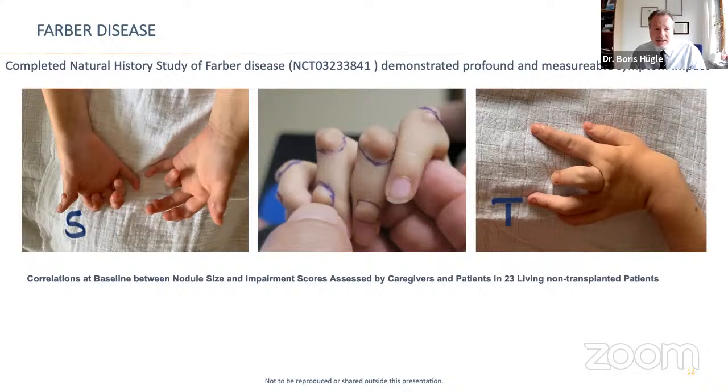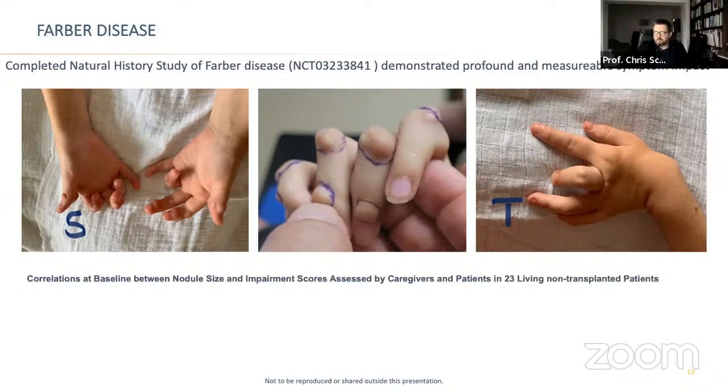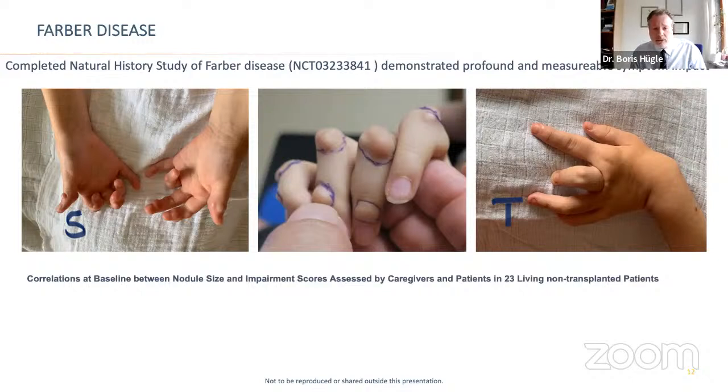It's one of the signs that distinguishes it from JIA, because in JIA you do get contractures, but you need a lot more inflammation before the contracture happens. Here, you actually have the contractures first and then the nodules and maybe some inflammation, but it's not really in equilibrium. And what the natural history study showed was that the nodule sizes actually correlate with the impairment score. So the nodules cause day-to-day problems in these patients. Next slide, please.